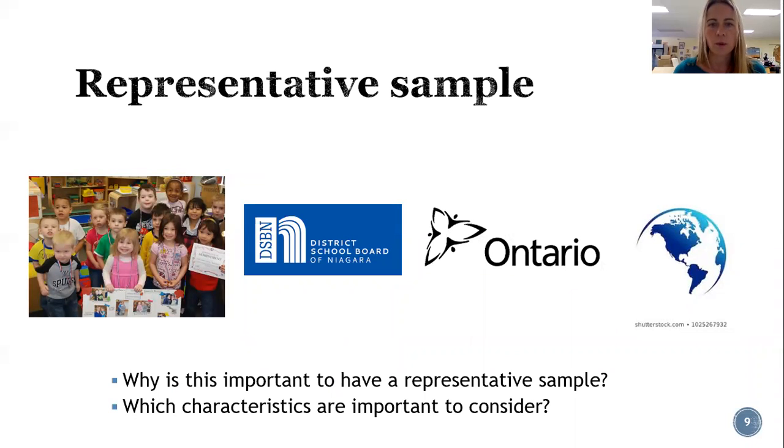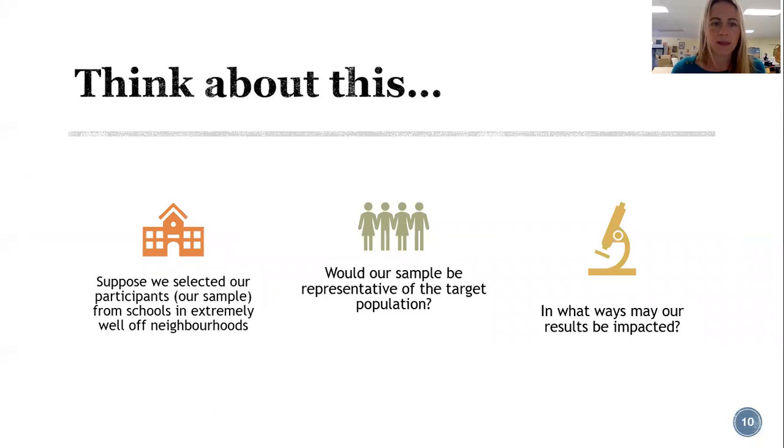Why do you think this is so important? Why is it important to have a representative sample? What characteristics are maybe important to consider in this example? I want you to think about this. Imagine we selected our participants, our samples, from schools that were only in extremely well-off neighborhoods. Would our sample be representative of the target population of kindergarteners in Niagara in general? In what ways may our results be impacted?